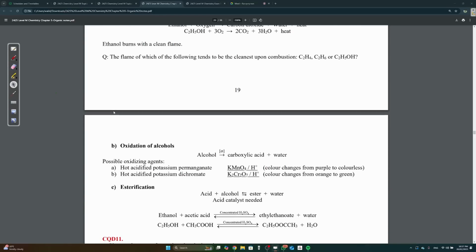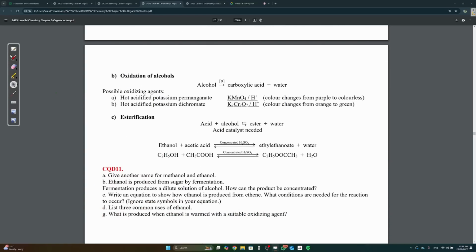Oxidation of alcohols. This is another reaction that alcohols undergo. Basically, when it oxidizes, it forms what we call a carboxylic acid.